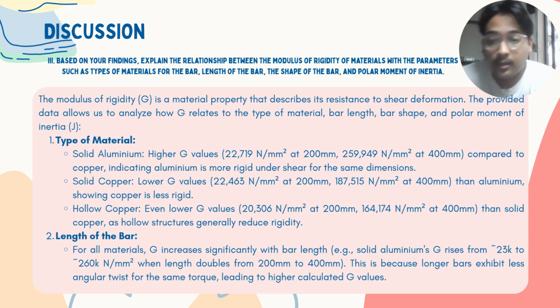So number two is the length of the bar. For all materials, G increases significantly with bar length. And this is because longer bars exhibit less angular twist for the same torque, leading to higher calculated G values.